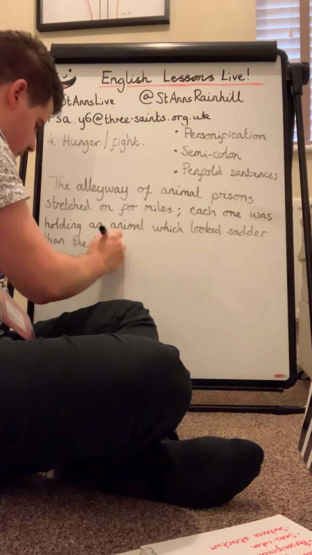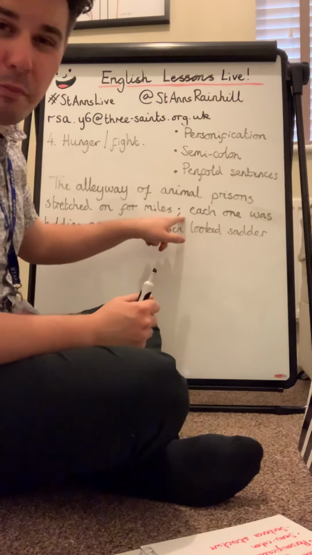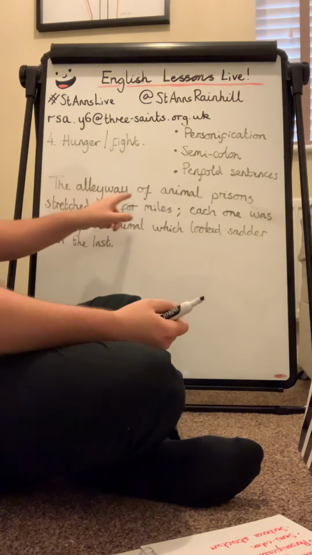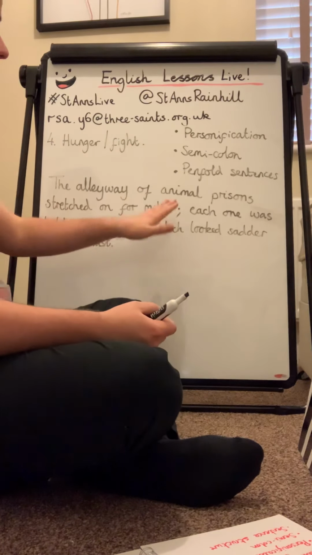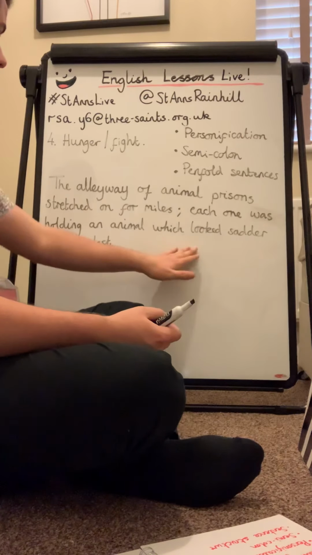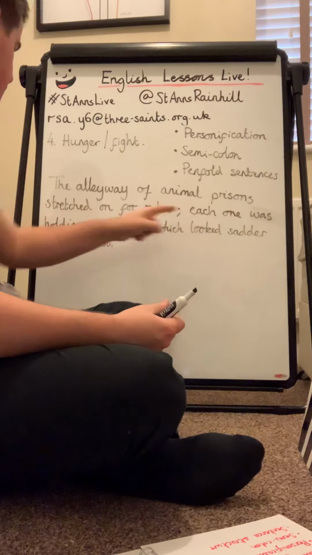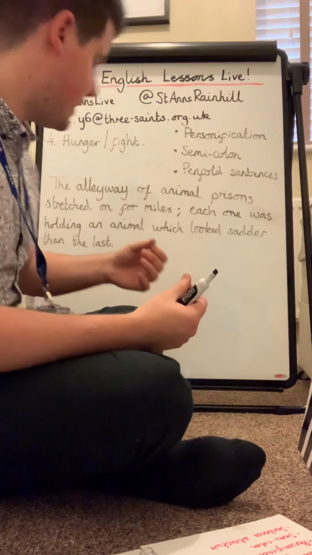There we go. So what I need to do now to make sure that my semicolon is correct is, number one, make sure that both sides of the sentences make sense by themselves. So the alleyway of animal prisons stretched on for miles. That's fine, that makes sense. Each one was holding an animal which looked sadder than the last. Yeah, that makes sense. If I had missed out my auxiliary verb, each one holding an animal which looked sadder than the last, it doesn't quite make a full sentence.